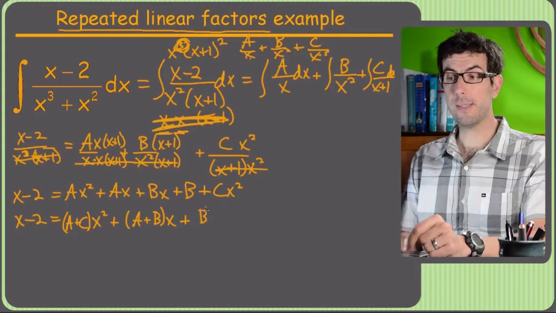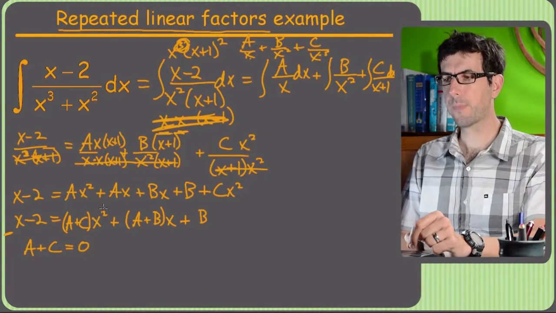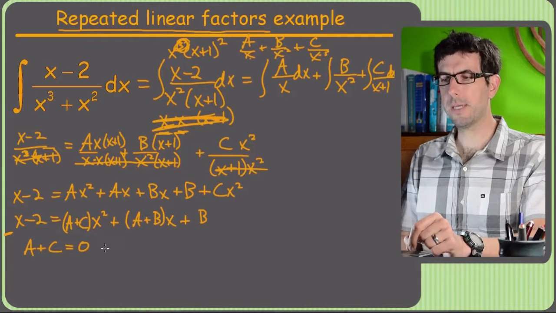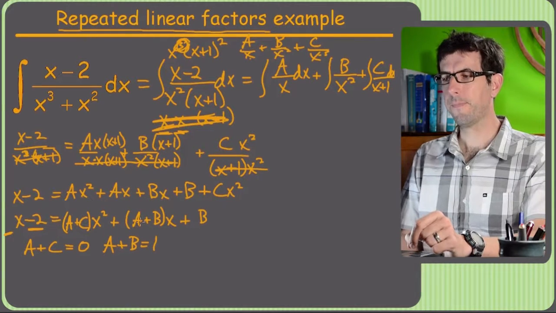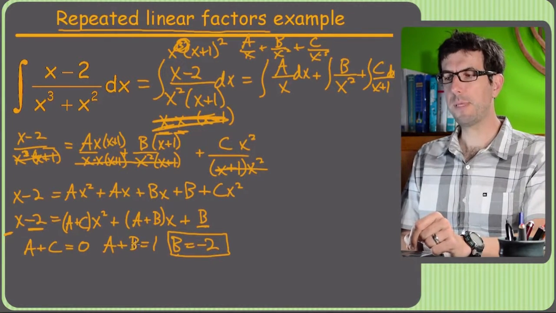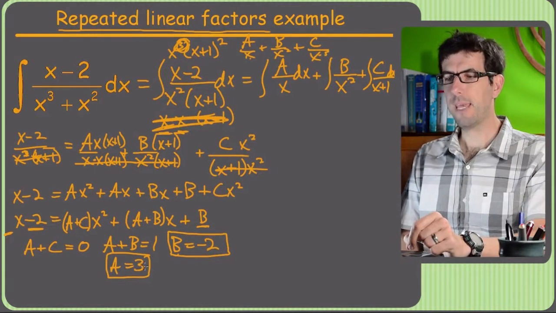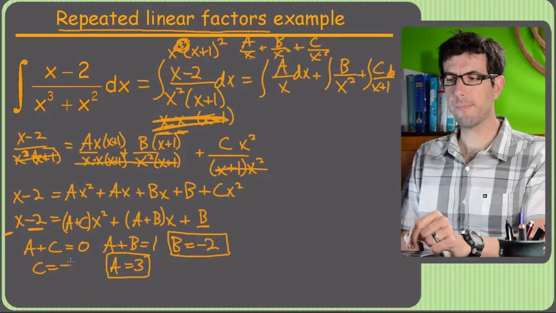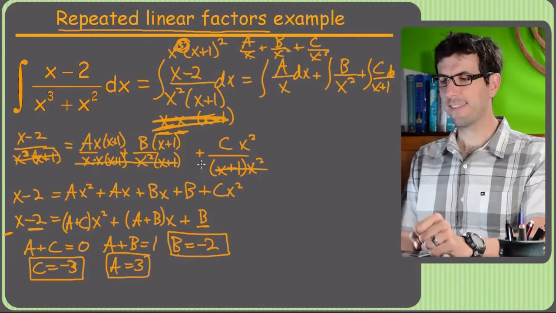Alright, so now logically all this has to be equal to x minus 2. So since there's no x squared terms over here, that means a plus c has to equal 0. Since there's a single x over here, that means a plus b has to equal 1. And since there's a negative 2 here, b has to equal negative 2. Alright, so I've already solved b. And then if a plus b equals 1, that means that a must equal 3. And if a equals 3, c must equal negative 3 from this equation.